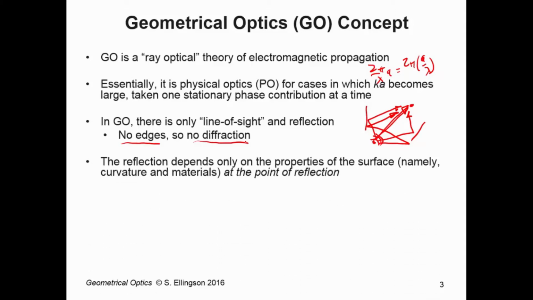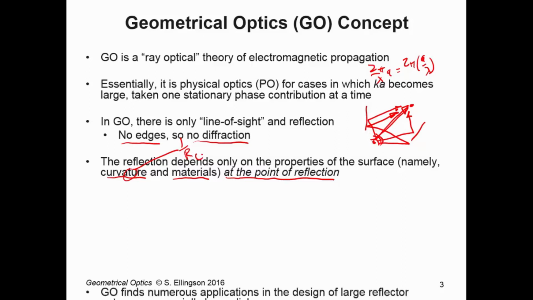The reflection depends only on the properties of the surface, namely curvature and materials, at the point of reflection. So 3 important ideas here. Reflection depends only on the nature of the surface at the point of reflection, or you could reinterpret that as at the stationary phase point. And the relevant properties of the surface are, of course, the materials involved and the curvature. And remember, when I say curvature, this is really 1 over radius of curvature.